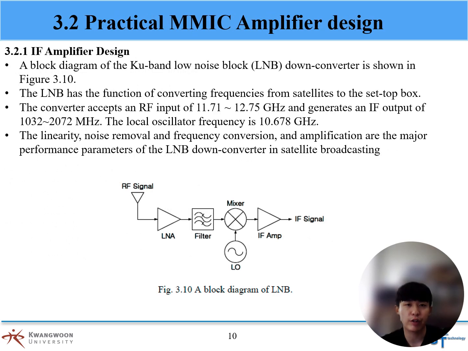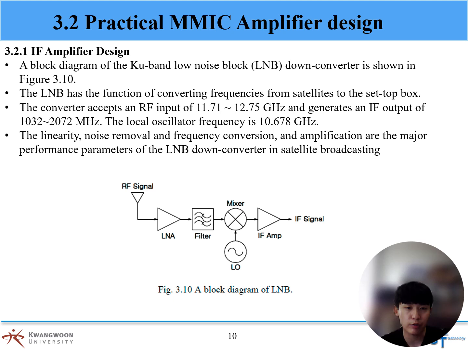This section addresses the practical MMIC amplifier design. Three amplifier types are mentioned, including the IF amplifier, the low noise amplifier, and the power amplifier. The IF amplifier is designed as a two-stage amplifier, and the low noise amplifier is designed by cascade configuration. The power amplifier is designed with the three-stage configuration for CDMA applications, and each type of amplifier is fabricated and measured. The first is the IF amplifier design.